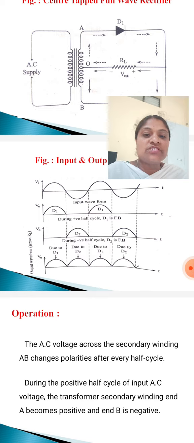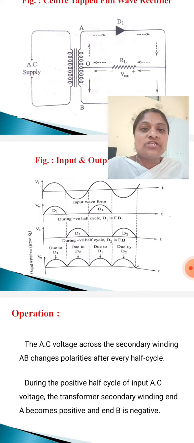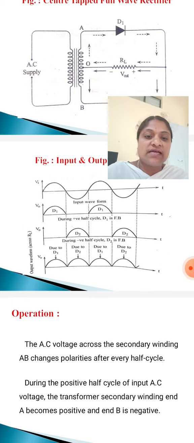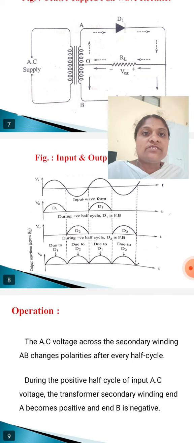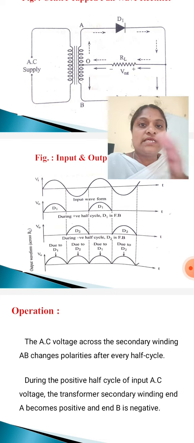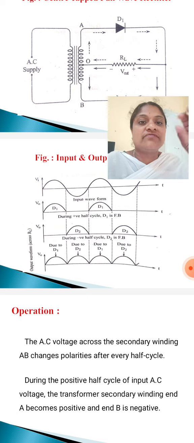During the positive half cycle of the input AC voltage, observe the input signal, the transformer secondary winding end A becomes positive and end B becomes negative. A is positive, and it is connected to the anode of diode D1. Anode means positive, so positive is connected to the anode of diode D1.